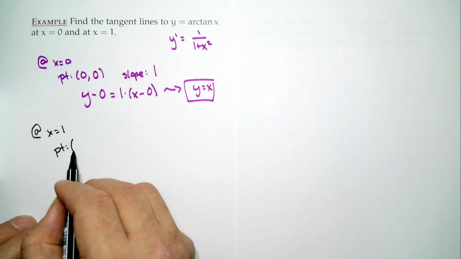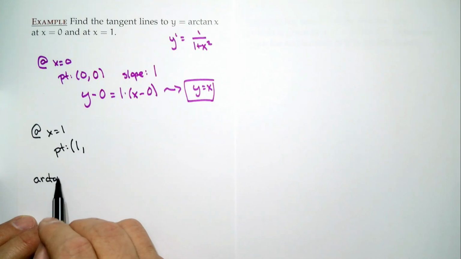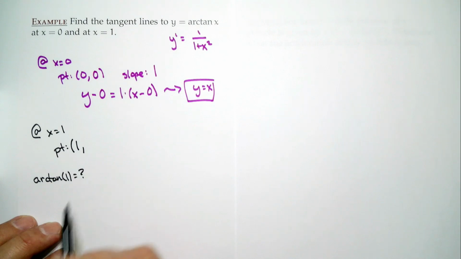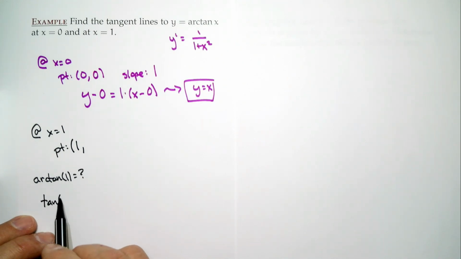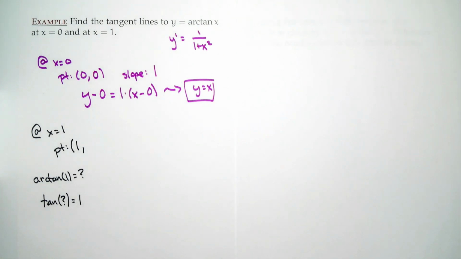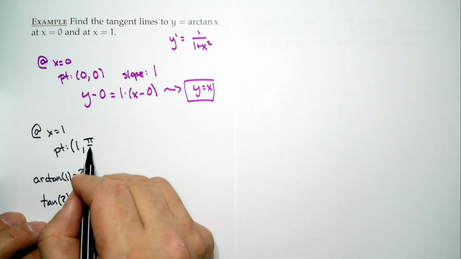So our x value is 1. And now the question is, what's arctangent of 1? If you're not sure what arctangent of 1 is, you can change the question. Instead of saying arctangent of 1 equals something, the question is, tangent of what gives 1? Do we know an angle where the tangent produces 1 as an answer? Pi fourths, or 45 degrees. So the arctangent of 1 is pi fourths.